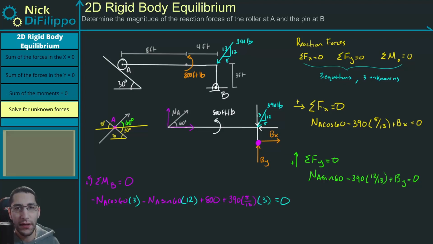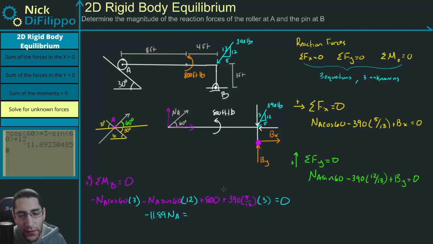So now let's put this into the calculator and we can simplify this. I want to come up with an expression for NA. I want to combine those first 2 terms. So minus cosine of 60 times 3 minus the sine of 60 times 12. And this is equal to minus 11.89. And we have our variable NA.